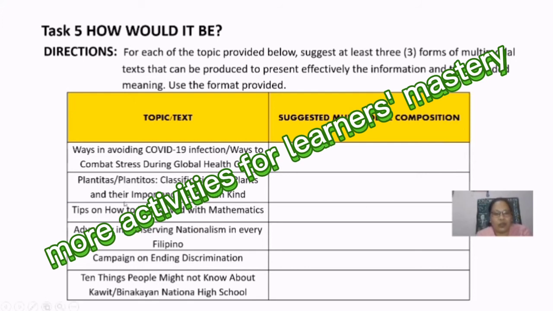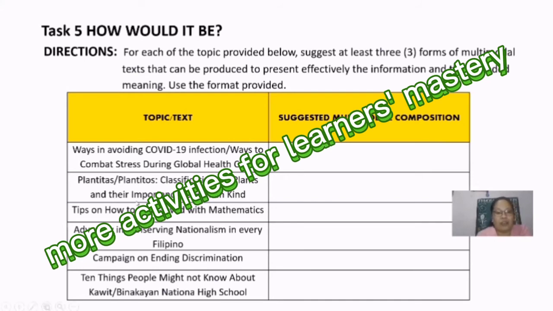How about number 2? Plantitas, plantitos. Classifications of plants and their importance to humankind. What multimodal text can you compose for this one? Okay, a documentary presenting plantitos and plantitas, right? What else aside from documentaries? Picture books. Is it possible for us to compose storybooks for this topic? Is it a yes or no? Yes, ma'am. Yes, okay. Picture books.